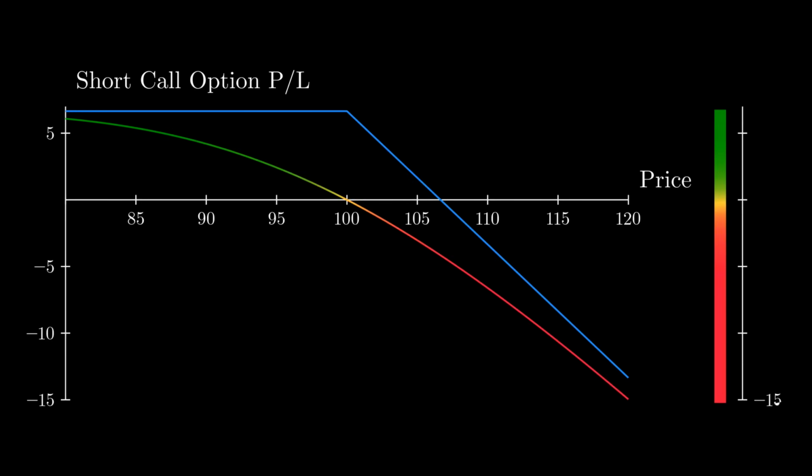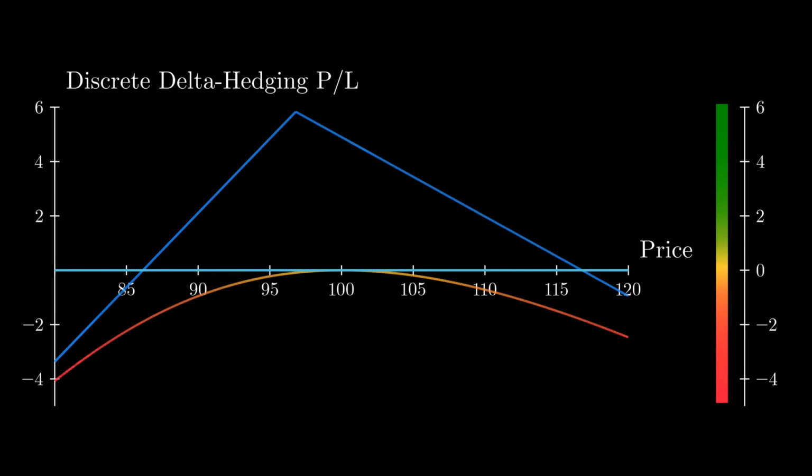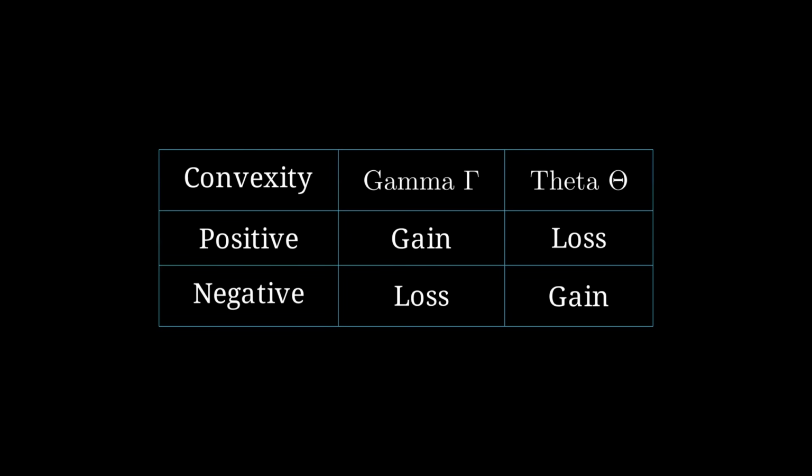Let's take a look at a short call option to be sure. As expected, negative convexity. But does that mean that the P&L in between hedge rebalances is always negative? That is certainly what it appears to be, with the twist that theta is now profit. So for option positions with negative convexity, the P&L from rebalancing delta hedges will be a loss, while gains will come from time decay. This table sums up the situation.